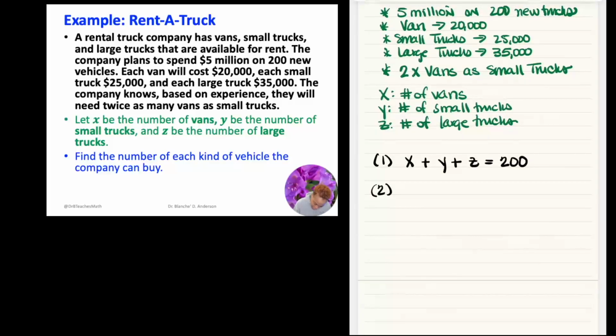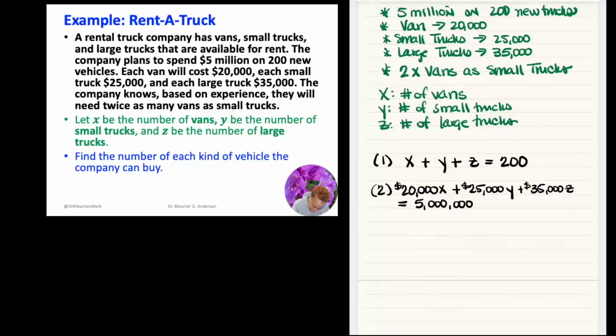Now let's look at the money. They're going to spend $5 million. So that means 20,000 for each van plus 25,000 for each small truck plus 35,000 for each large truck is going to equal 5 million. Okay, that's our second equation. I write big, so I'm going to have to figure out how to write a little smaller.